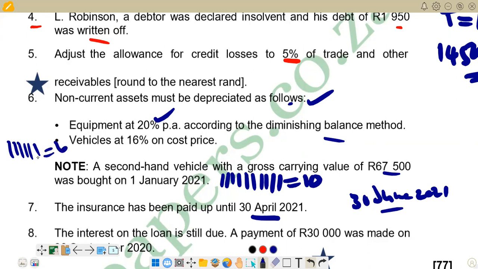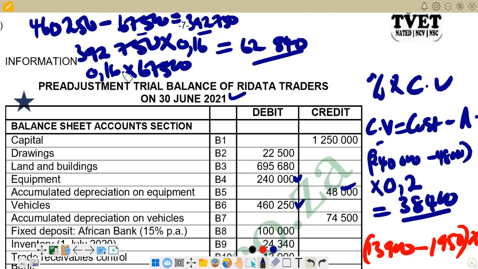So we make a proportion of 6/12 in terms of the depreciation that we got there. Because when you say 0.16 times 67,500, you are going to get depreciation for the whole year, but it only stayed for 6 months. So you multiply by 6/12. When you calculate that one, you are going to get 5,400.